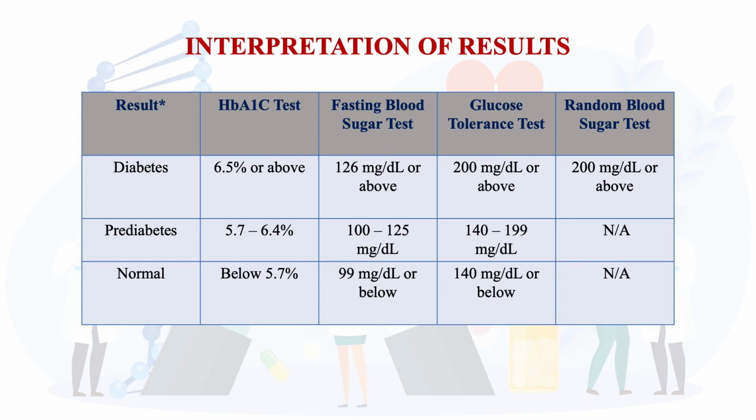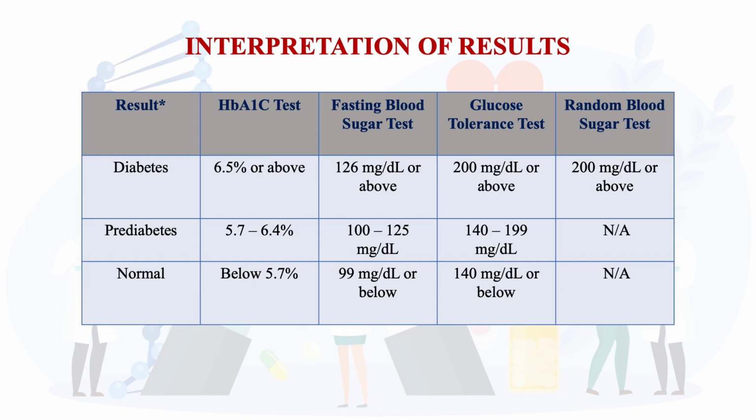Interpretation of results. In diabetes, HbA1c values will be 6.5% or above. The fasting blood glucose will be 126 mg per deciliter or above, and the glucose tolerance test result will be showing 200 mg per dl or above. The random blood glucose level will be 200 mg per deciliter or above.